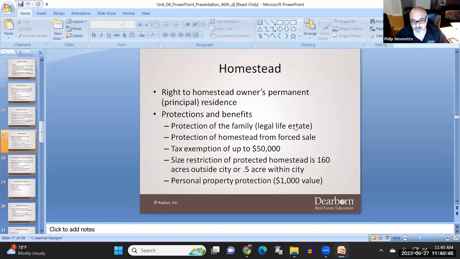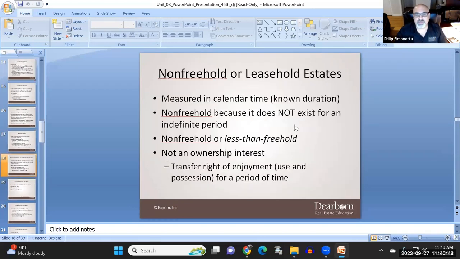Okay, so that's how the homestead works. Now let's talk about the non-freehold or leasehold estate. We talked about the freehold estates, right? That's when you own it and you can do whatever you want with it. There are two types: fee simple, when you have all the rights to do what you want, and life estate, when you have it for a term, and then it goes back to estate in reversion or to a remainderman. With freehold, when you own it, you have the homestead option if you qualify.